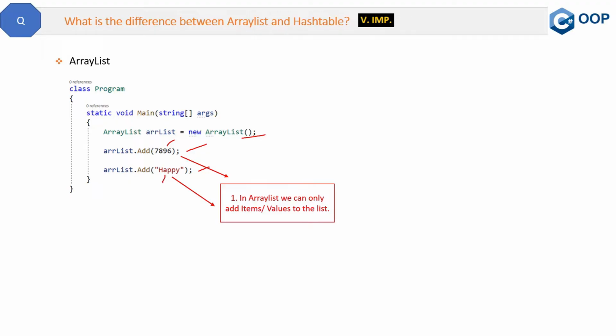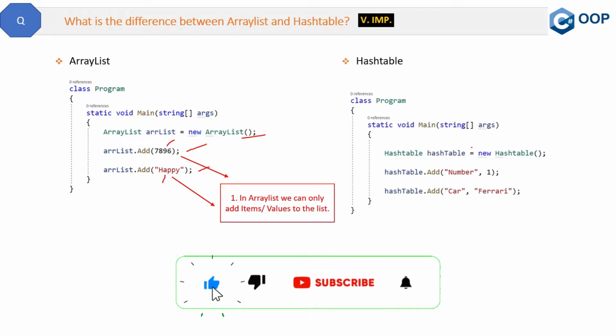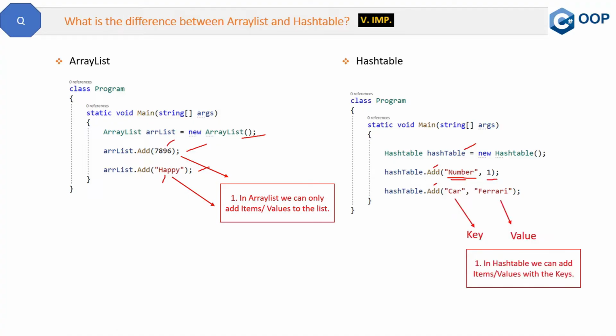Now let's see the code of the hash table. So this is the code of the hash table where we have created a hash table and then we are adding the values to the hash table. Now if you notice that we have two things to add. One is the key and another one is the value. So in hash table we can add item values with the keys. So this is an advanced version of ArrayList.